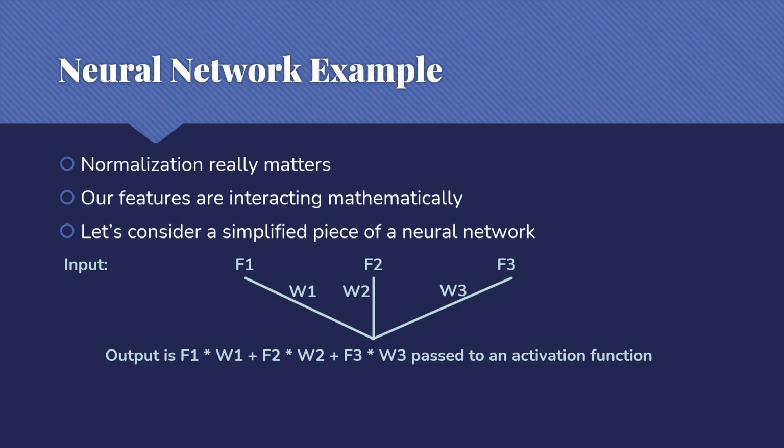And the output of that node they're connected to is going to be the value for feature 1 times the first weight, plus the value of feature 2 times the second weight, plus the value of feature 3 times the third weight. And then we're going to pass that sum to an activation function. You can imagine that figuring out what those weights should be when one of these values can go up to 300 and the other one has a maximum value of 5 could be challenging, to say the least.